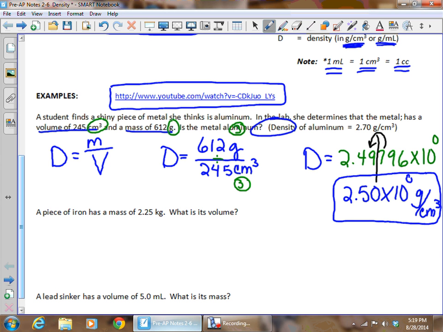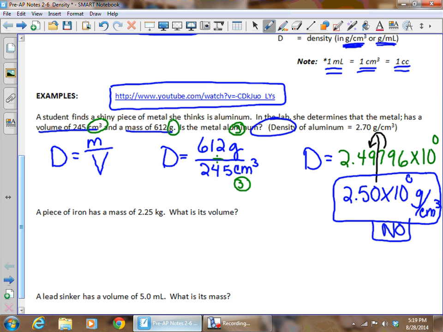Now, our biggest problem here is that we'll often leave a question without really answering it. Did we answer this question? No, we didn't, because it didn't ask us for a number value. We need the number value because we've got to compare it, but it asked us if the metal was aluminum. So we look at the density of aluminum. It's 2.70. Is this substance pure aluminum? The answer is no, it's not. So make sure you've answered the question.